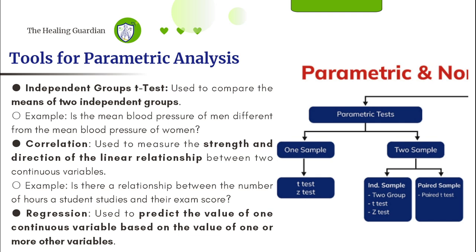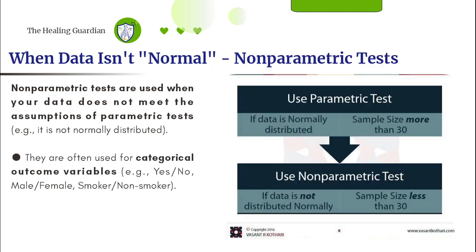This one we use the values we have collected to predict another value either above or below. Those are regression tests. But the data may not be normal, or it might be categorical. That is when we use non-parametric tests like the chi-square. So non-parametric tests are used when your data does not meet the assumptions of parametric tests. They are often used for categorical outcomes like yes or no. Do you smoke or not? Did you get lung cancer? Then that is non-parametric. You cannot say that that is normal distribution. So you use non-parametric tests like chi-squares.